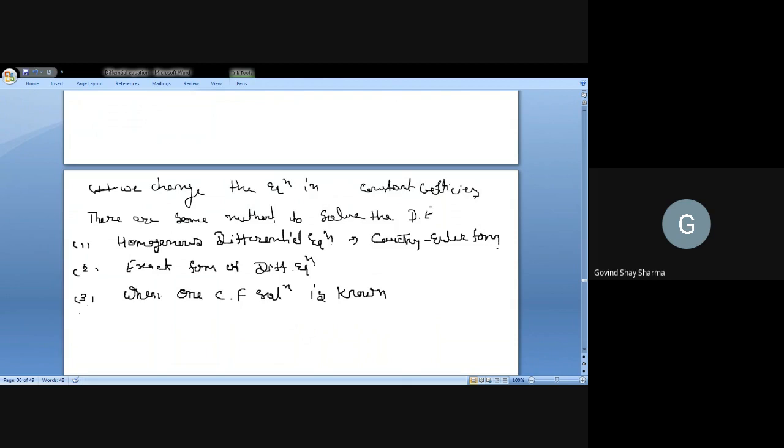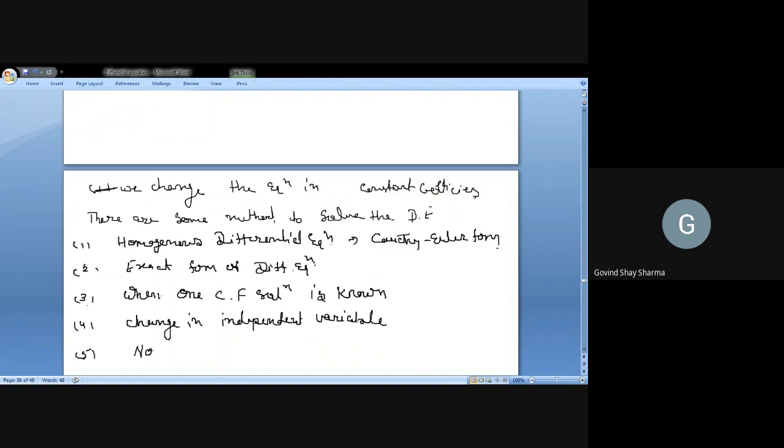Next, change of independent variable, which means we change the independent variable, replacing x by z.